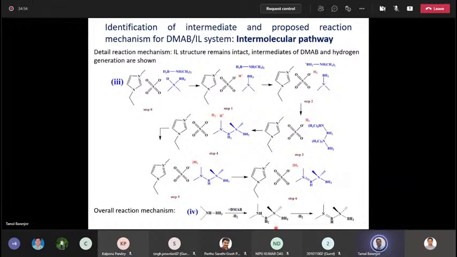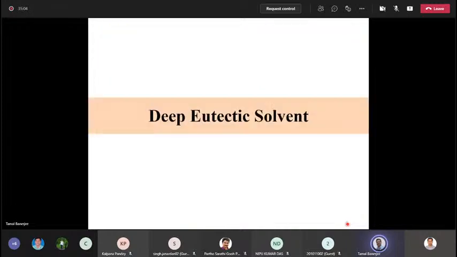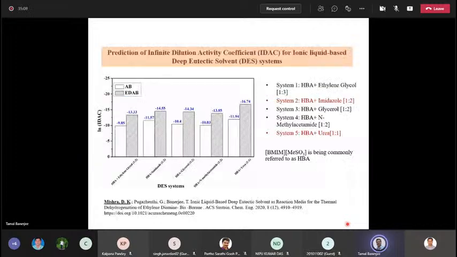Now, this was all about ionic liquids. We also tested this dehydrogenation on eutectic solvents. I won't discuss what a deep eutectic solvent is, which has already been covered by Professor Madhukho. You have different systems: we took a hydrogen bond acceptor and a hydrogen bond donor. The hydrogen bond acceptor in all our systems is common, which is BMIM MeSO4. Why is this sulfur atom there? As I mentioned previously, because it gives acidic media, which stabilizes the polar intermediate.